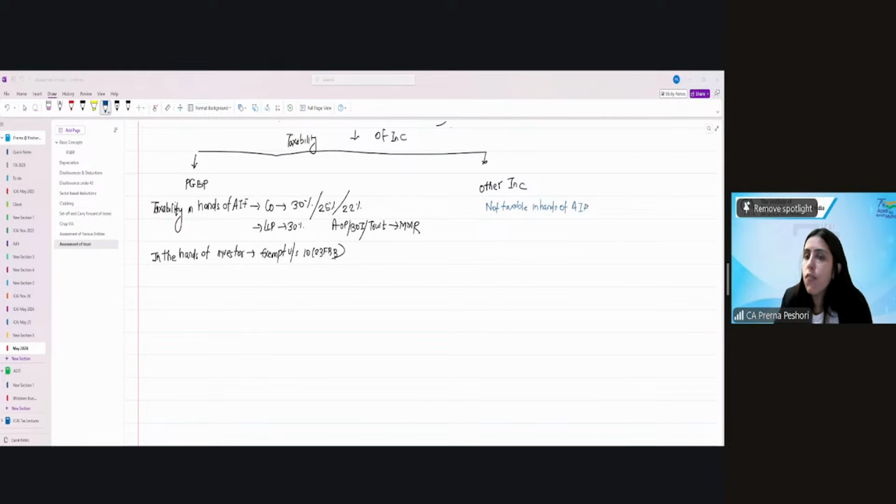In that case, in the case of any other income, it will be treated like a securitization trust only, like a pass-through entity. It will be taxable in the hands of investors. So if it is not taxable in the hands of AIF, it will be taxable in the hands of investors in the like manner and in the same nature and proportion as if directly received by the AIF.